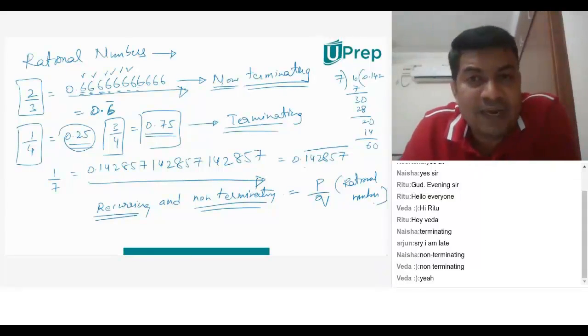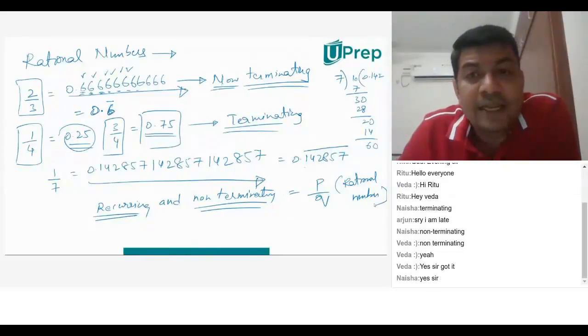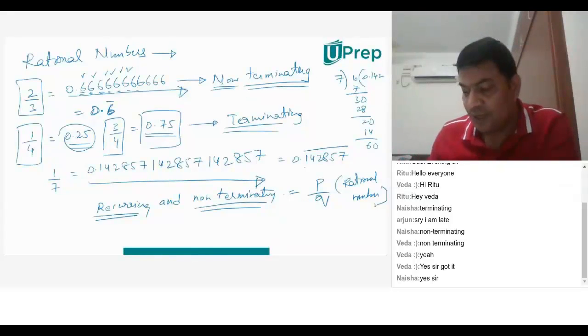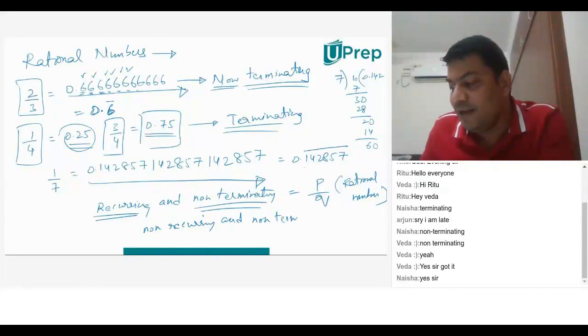Everyone gets this? Now that leads us to understand what an irrational number is. Anything which is non-recurring and non-terminating, so it's not repeating. Non-recurring and non-terminating decimals are not in the form of P by Q. Therefore, they are irrational numbers. That's the reason they are irrational numbers.